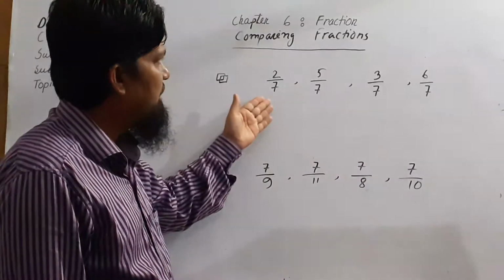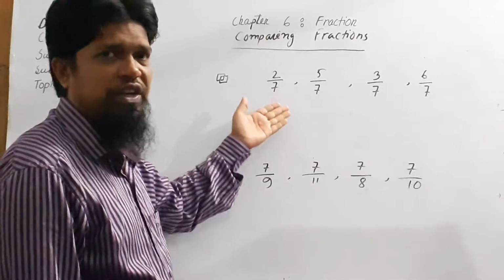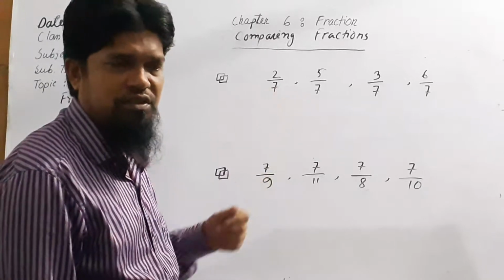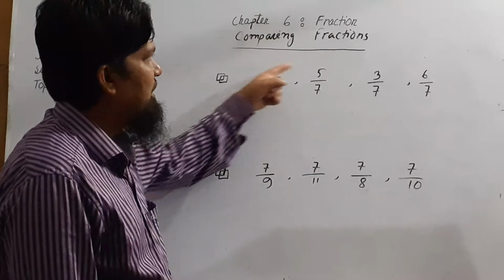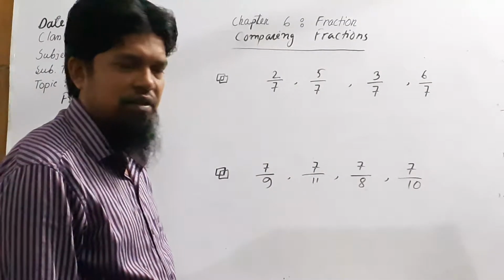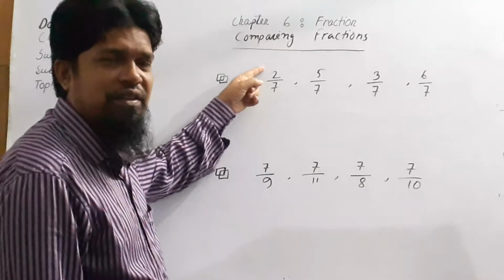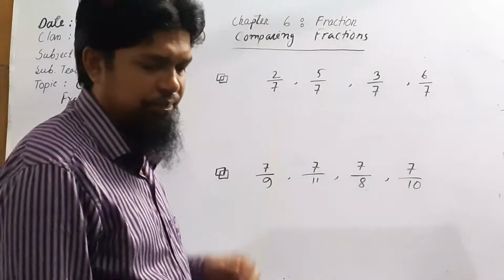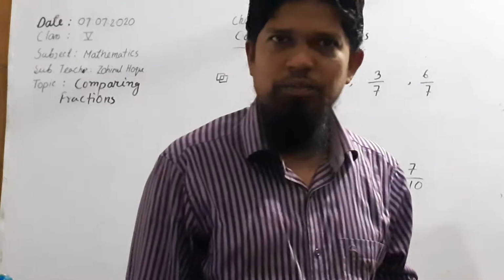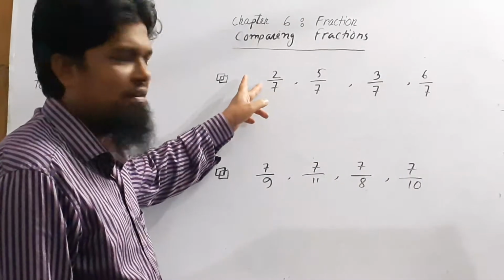If the denominators are same between two fractions or among several fractions, more than two fractions, you just look at the numerators. The fraction in which the numerator is smaller, then the fraction is smaller. Listen carefully. If the numerator is smaller, then the fraction is smaller.